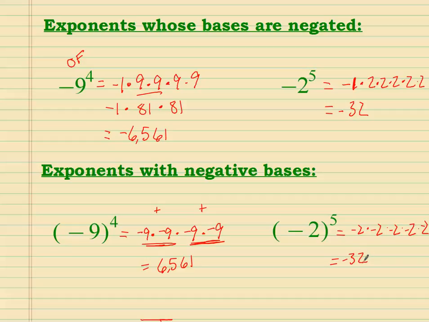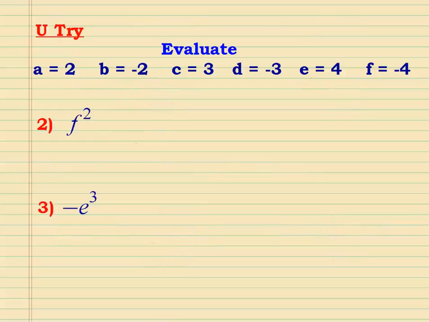But you have to be very careful for these two because they're the ones that students mess up the most. Okay, I'm going to have you do a couple U tries here. Your U try 2 is f raised to the 2nd power, and your U try 3 is the negative of e raised to the 3rd power. So pause it, try those examples, and I'm going to move on.